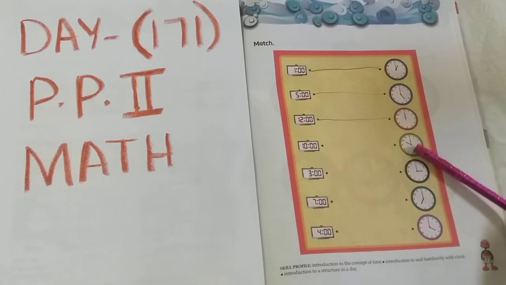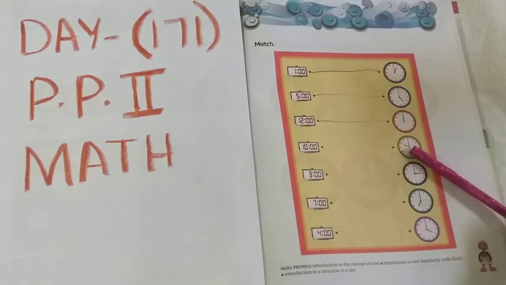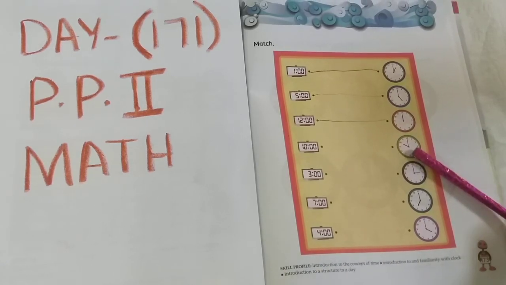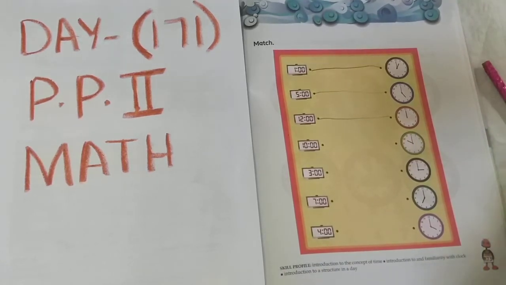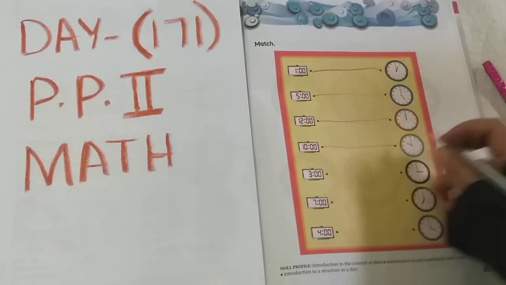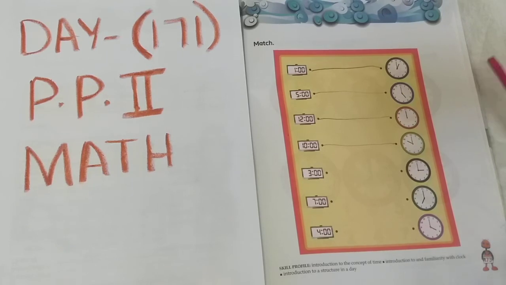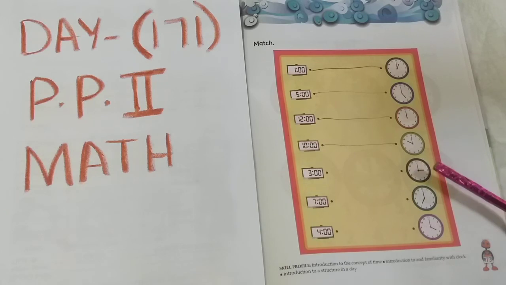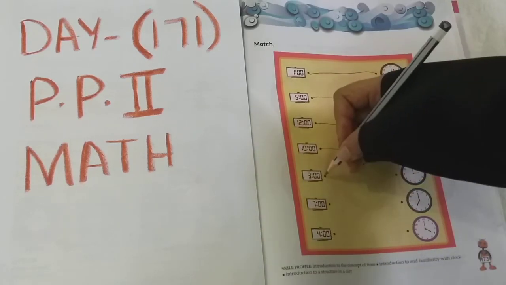Next, where is the short hand? On 10. Long hand on 12. What is the time? 10 o'clock. So where is 10 o'clock? Here. So match with this. Okay. See. What is the time here? Where is the short hand? On 3. Long hand on 12. What is the time? 3 o'clock. So match with this.